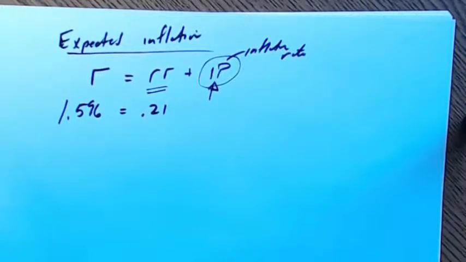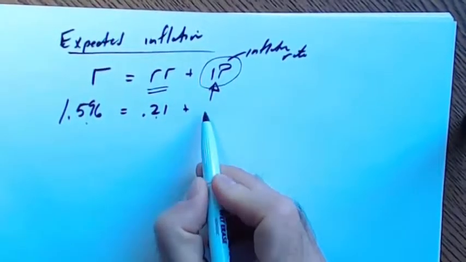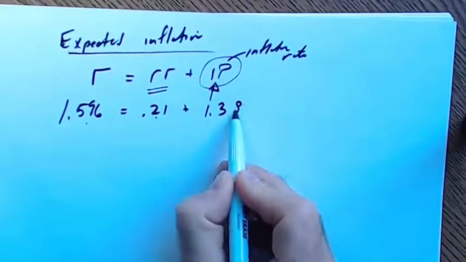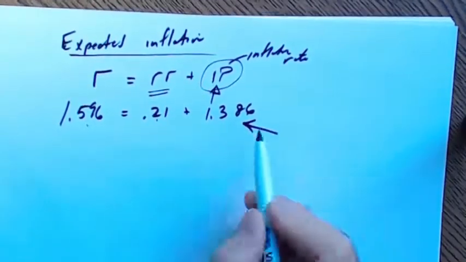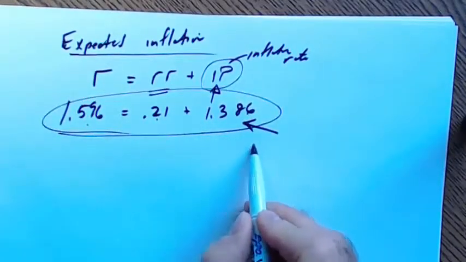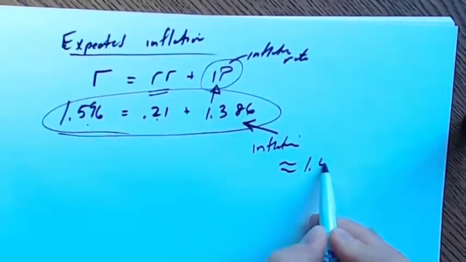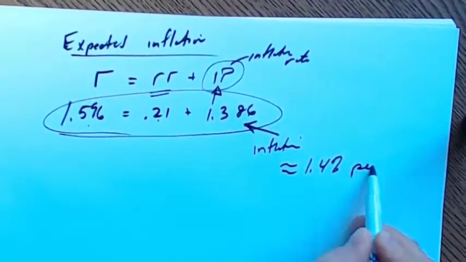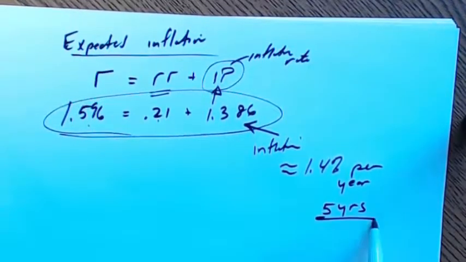Now, the inflation premium has to be this minus the 2.1, and that comes to 1.386. So that is the market's, that is based on market rates. The market's expectations say that inflation is expected to be about 1.4% per year over the next 5 years.